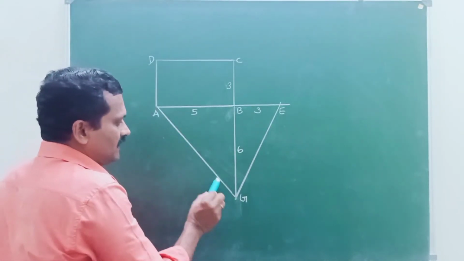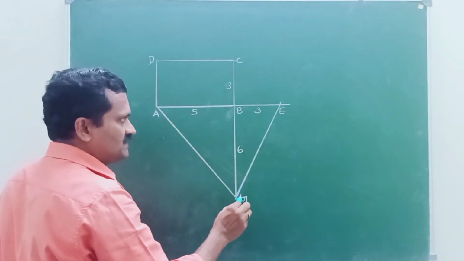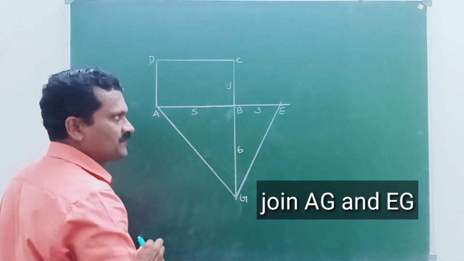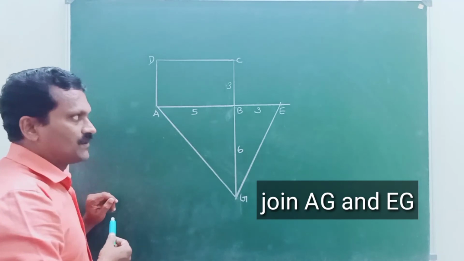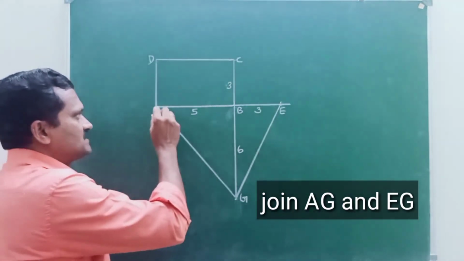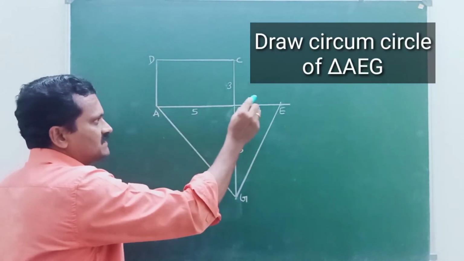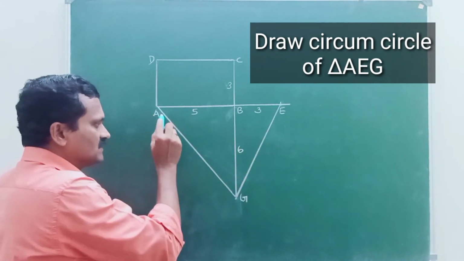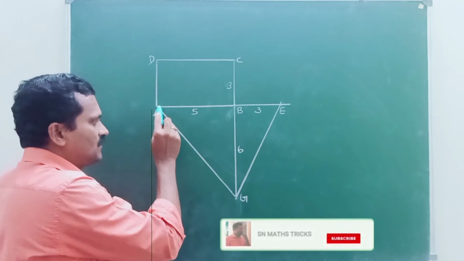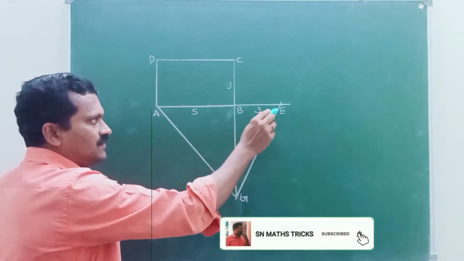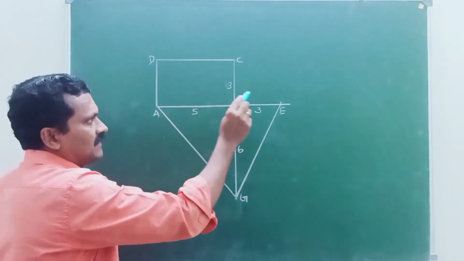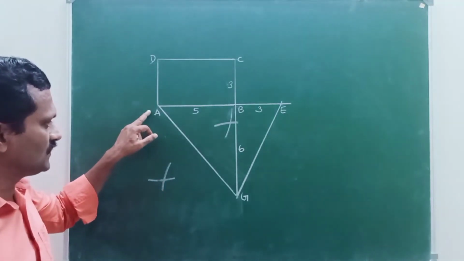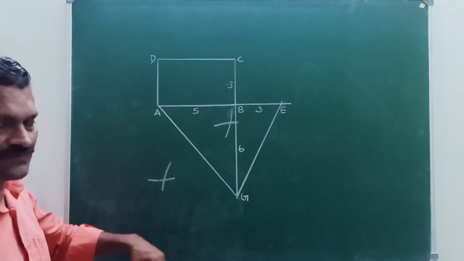Join A to G and E to G. Now we get a triangle AEG. Next we draw a circle which passes through all the vertices of triangle AEG. For this, we draw the perpendicular bisector of any two sides of triangle AEG. First draw the perpendicular bisector of AG.